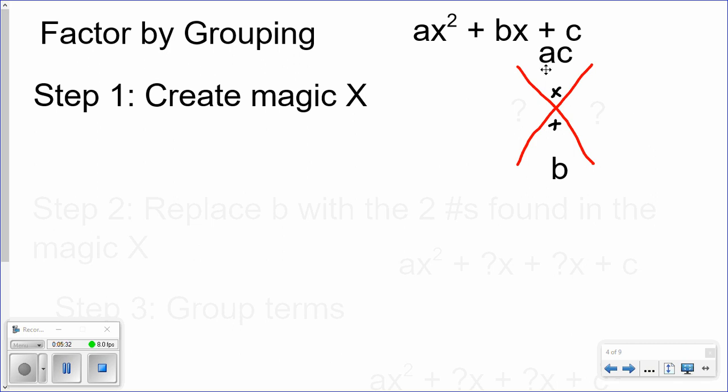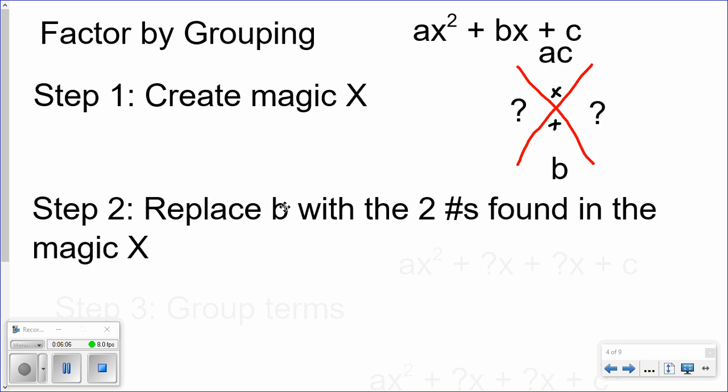You're then trying to figure out what two numbers will multiply up to whatever this number is, and also add up to this number. So you're trying to fill in these side ones with those two numbers, because these question marks are the two terms that you could replace the bx with to create four terms. I know it's really hard to explain and understand just from this. When we do examples, it should become a little bit clearer.